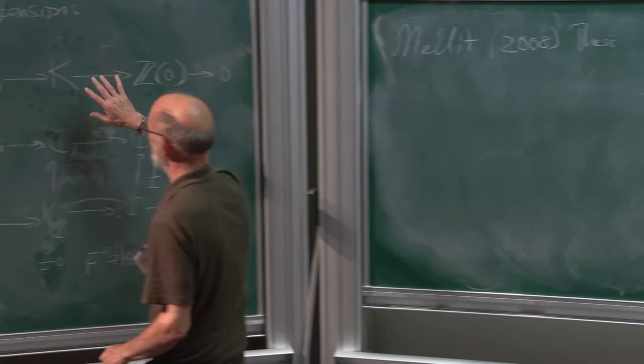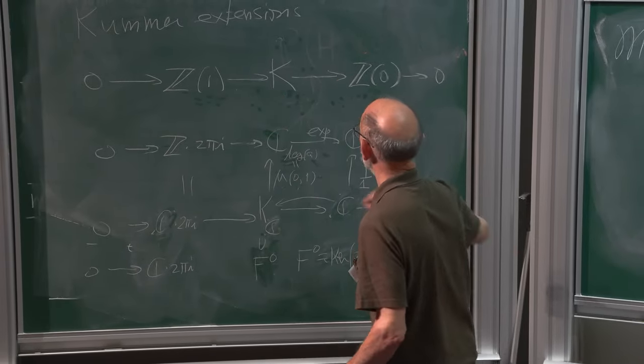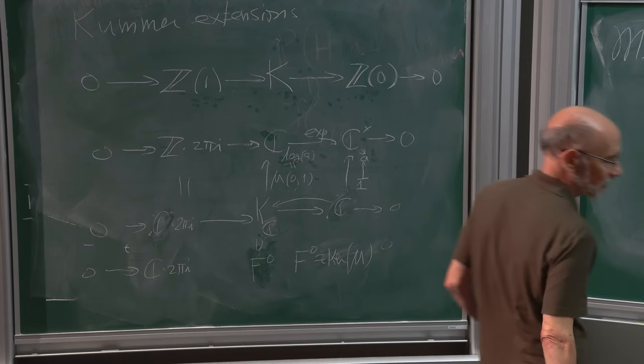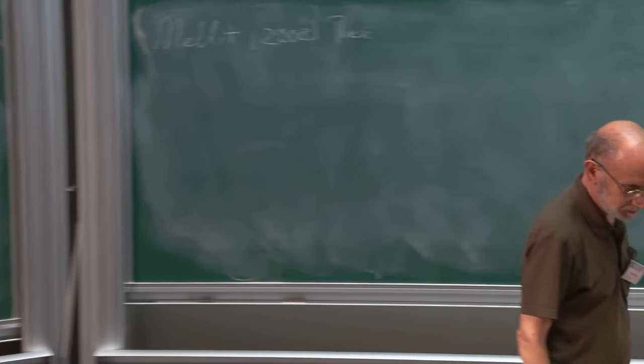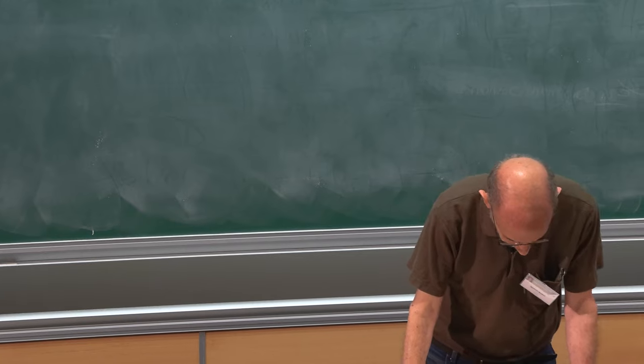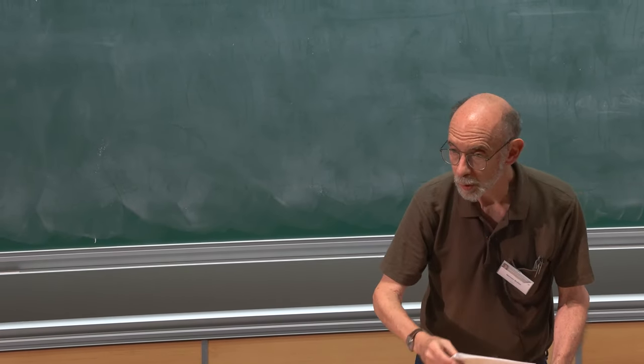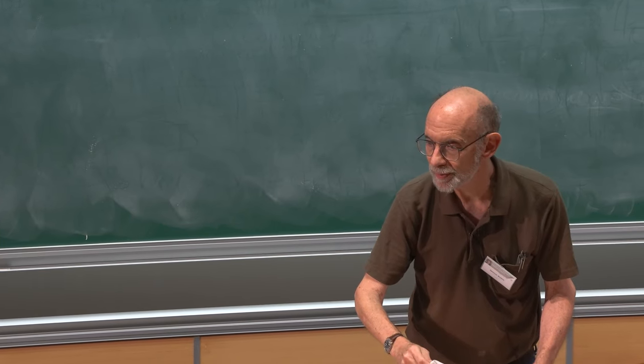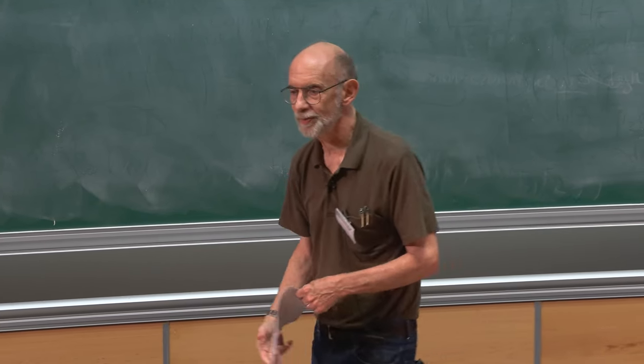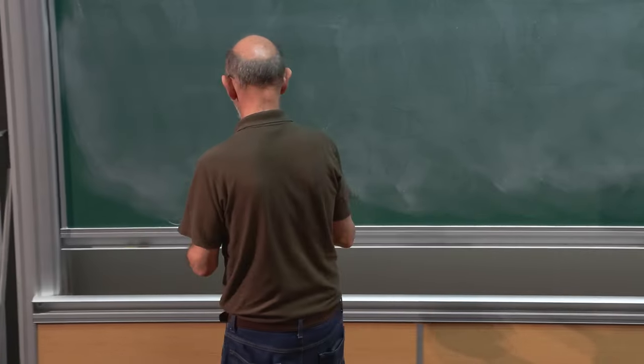So how are we going to get a Kummer extension from arithmetic? When do I stop? Quarter to. So I have 20 minutes. Okay.